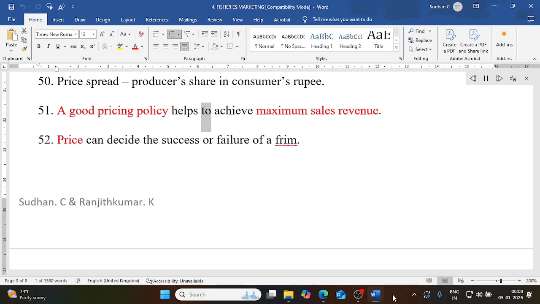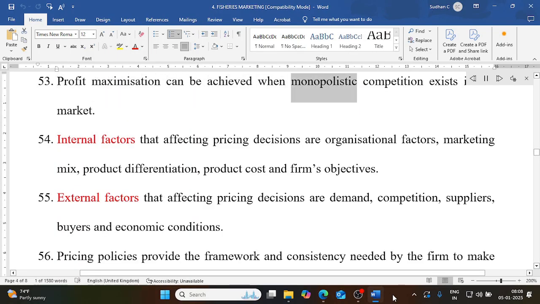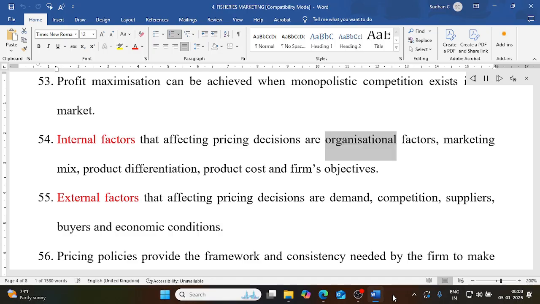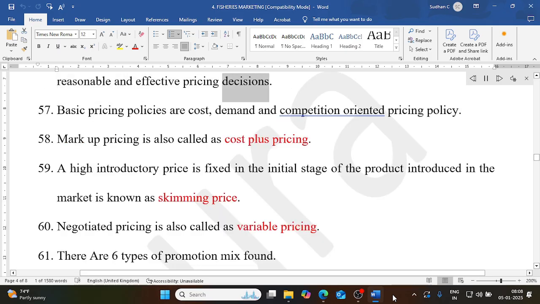A good pricing policy helps to achieve maximum sales revenue. Price can decide the success or failure of a firm. Profit maximization can be achieved when monopolistic competition exists in the market. Internal factors affecting pricing decisions are organizational factors, marketing mix, product differentiation, product cost, and the firm's objectives. External factors affecting pricing decisions are demand, competition, suppliers, buyers, and economic conditions. Pricing policies provide the framework and consistency needed by the firm to make reasonable and effective pricing decisions. Basic pricing policies are cost-oriented, demand-oriented, and competition-oriented pricing policies.